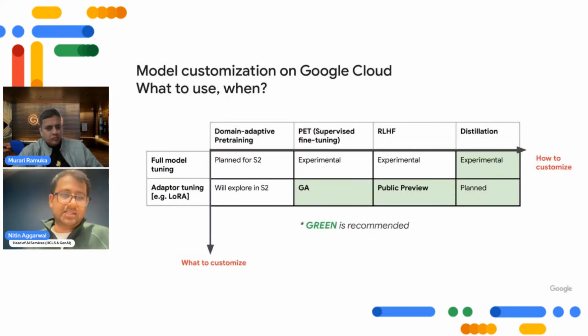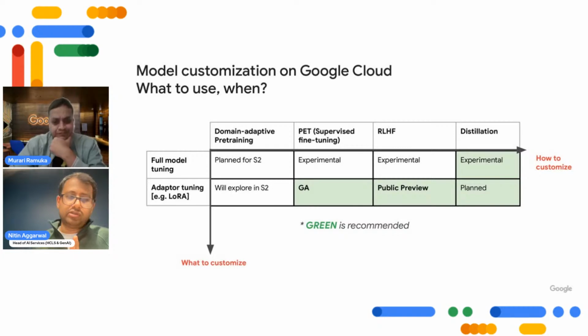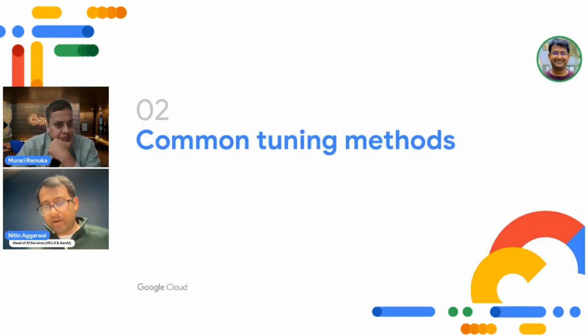Just to give you a very quick understanding of what kind of model customization you can go for: on the y-axis, we're talking about full model tuning and adapter tuning. On the x-axis, we say what kind of use case you're focusing on: either domain-specific or domain-adaptive pre-training, PEFT or PET, that is supervised fine tuning or parameter-efficient fine tuning, RLHF, that is reinforcement learning from human feedback, and then distillation. The green ones are recommended and already available as part of Google Cloud, and we can discuss based on your use case what can be used and how it can be customized. That's a quick introduction to how things happen and how you can go for tuning.